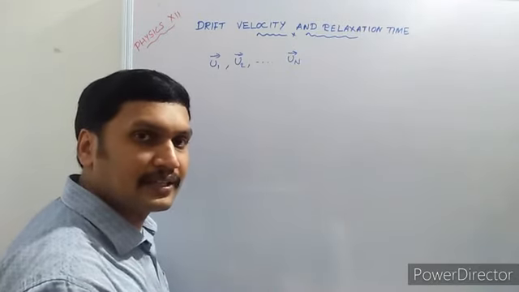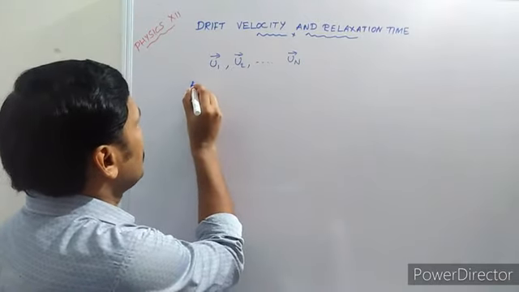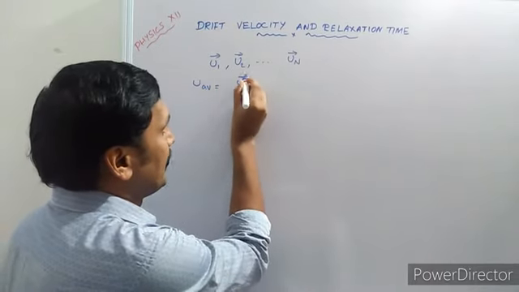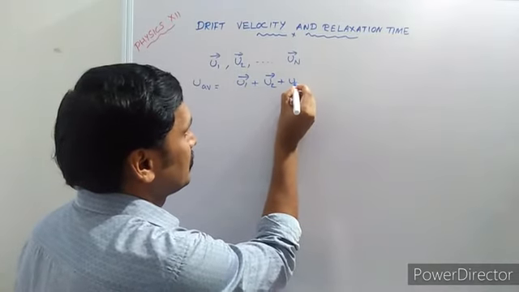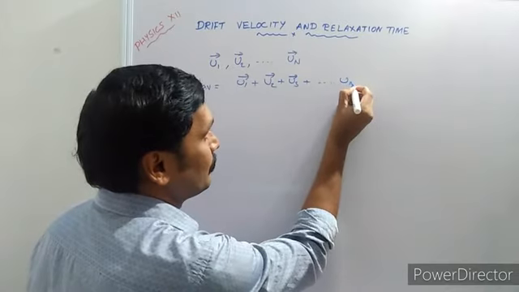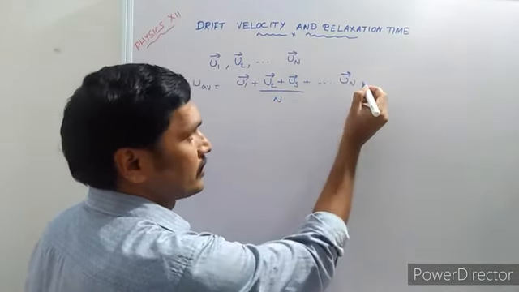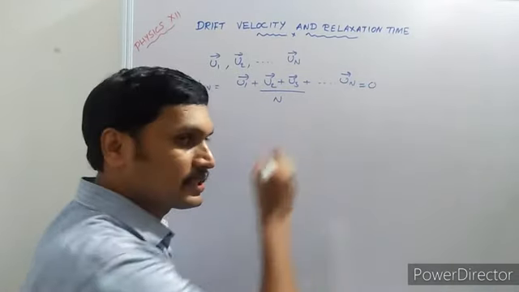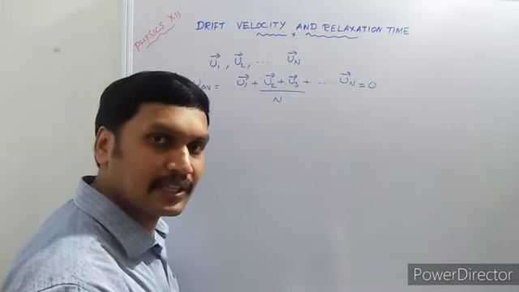So if you are calculating the average velocity, you can write u average is equal to u1 plus u2 plus u3 plus etc. up to un, divided by n. It is the average velocity of all electrons. It is equal to 0 because they are random in motion. There is no preferred direction.